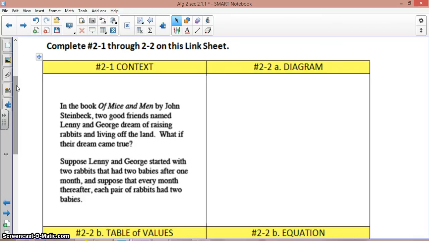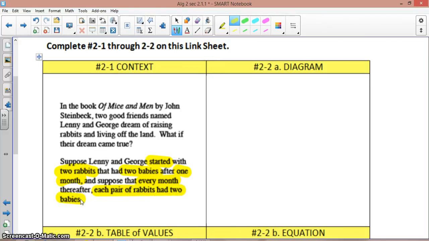So I like to underline important information first. To do that, I feel that they start with 2 rabbits is important, and those 2 rabbits had 2 babies after 1 month, and every month thereafter each pair of rabbits had 2 babies.